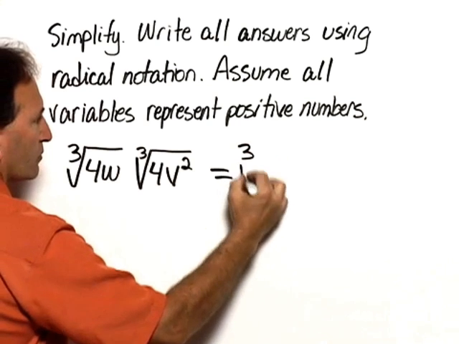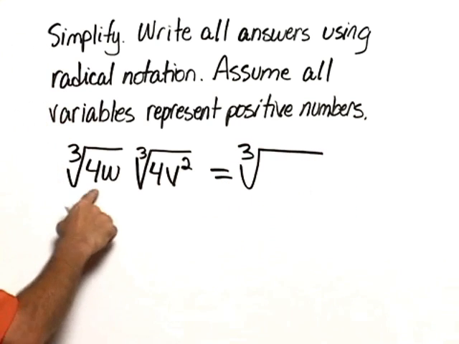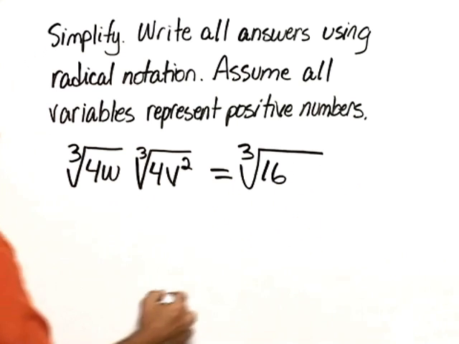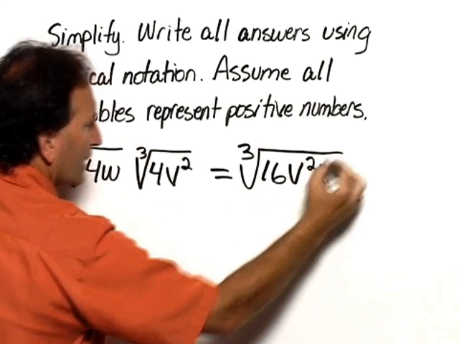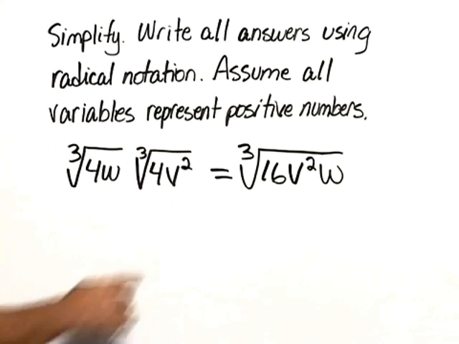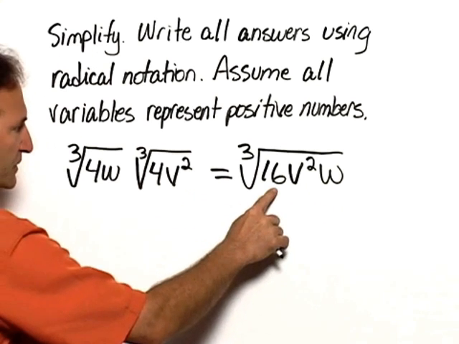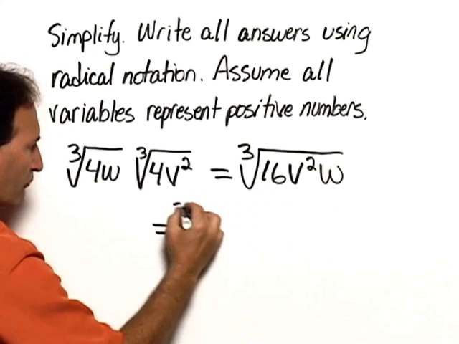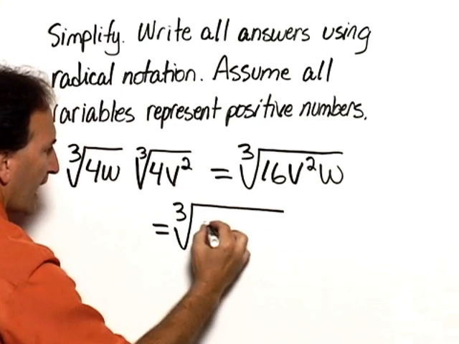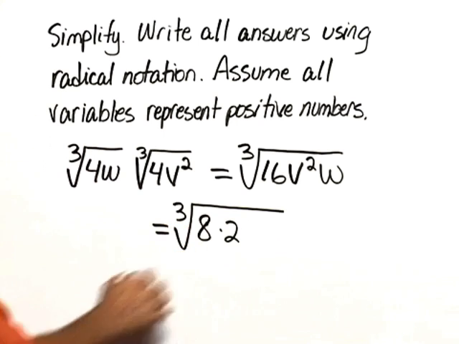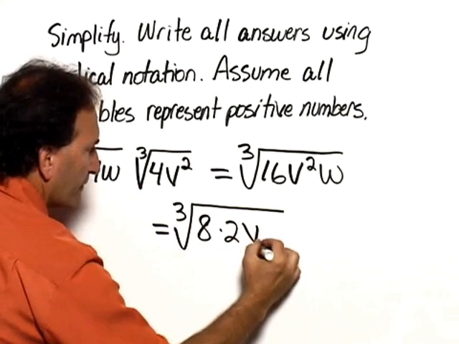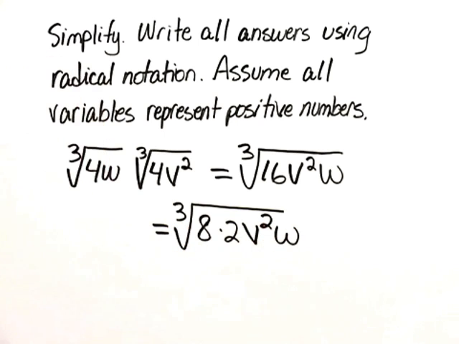So this would be the cube root of, well, 4 times 4 is 16, and then we would have v squared times w. Since we have a cube root, we're looking to rewrite this in any fashion that has perfect cubes. For example, 16. We can write that as 8 times 2, 8 being a perfect cube. Then the v squared and w remain as is.